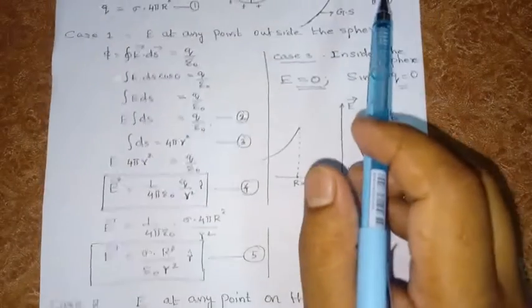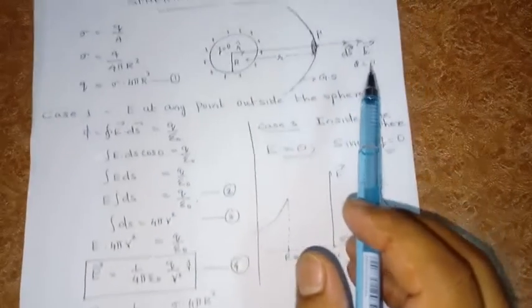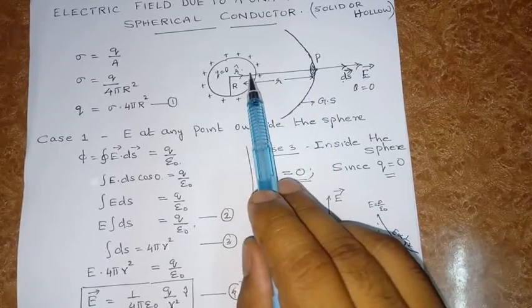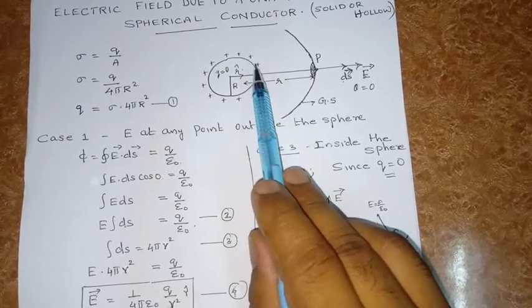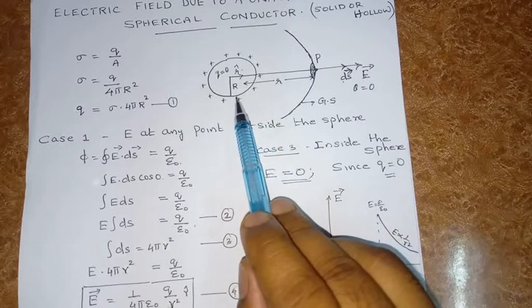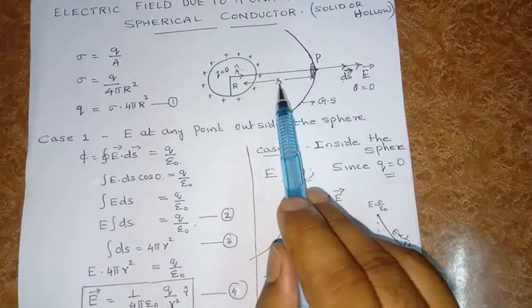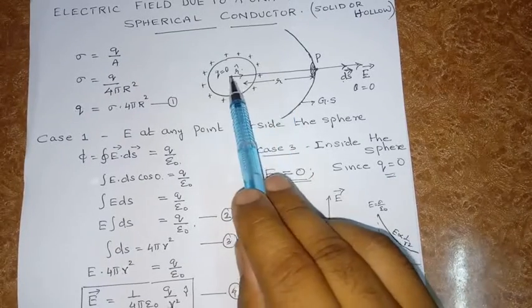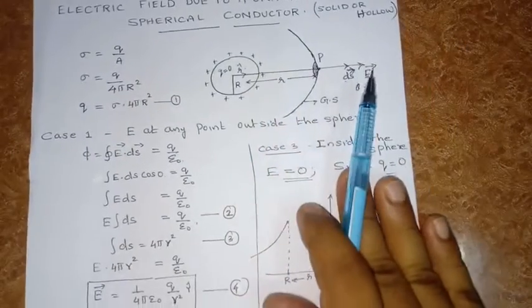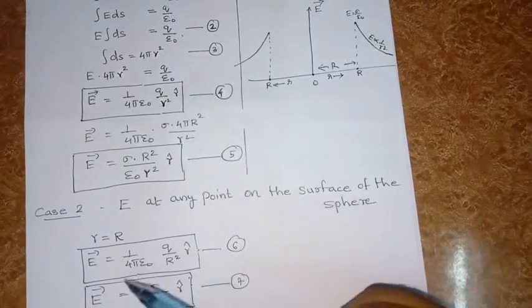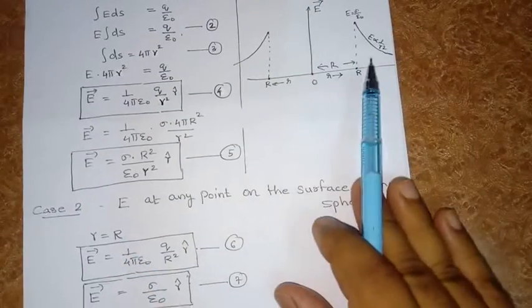On the surface of the sphere, you can see this particular figure. If I am considering this point on the surface of the sphere, I have to construct a Gaussian sphere also on the surface of the given conducting sphere. So at that time, this small r becomes equal to capital R. That's the only change that takes place on the surface of the sphere. You can see here, small r becomes capital R.